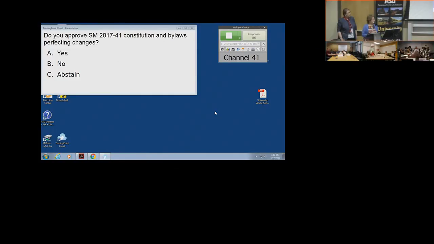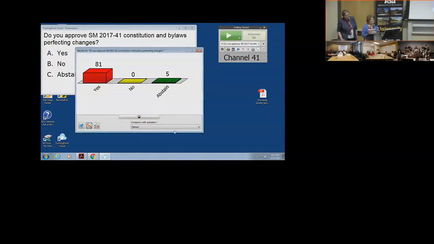Looks like it stopped. Okay, 81 yes, 0 no, 5 abstain, and we need 57. Okay, so it passed. Motion passed. Motion carried.